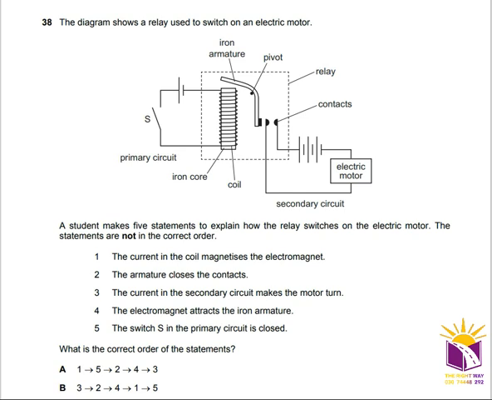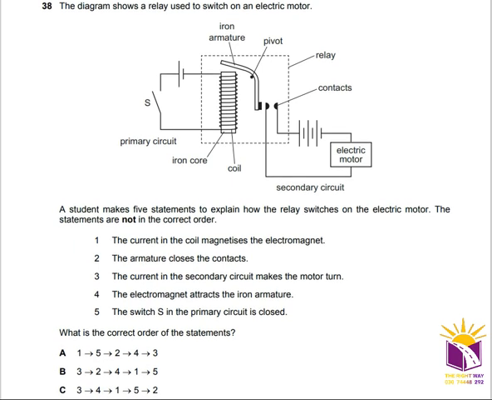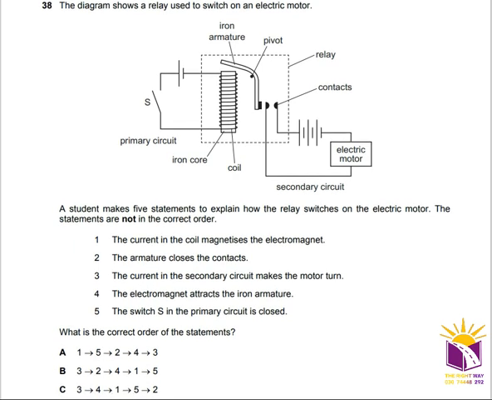The diagram shows a relay used to switch on an electric motor. A student makes 5 statements to explain how the relay switches on the electric motor. The statements are not in the correct order. First statement: the current in the coil magnetizes the magnet. The second: the armature closes the contact. Third: the current in the secondary circuit makes the motor run. Number 4: the electromagnet attracts the iron armature. Number 5: the switch S in the primary circuit is closed.